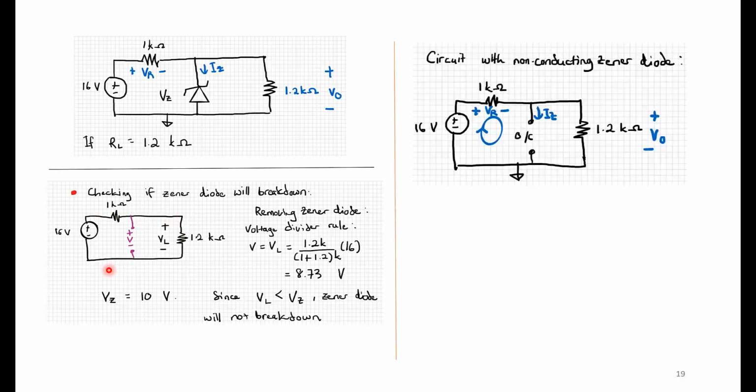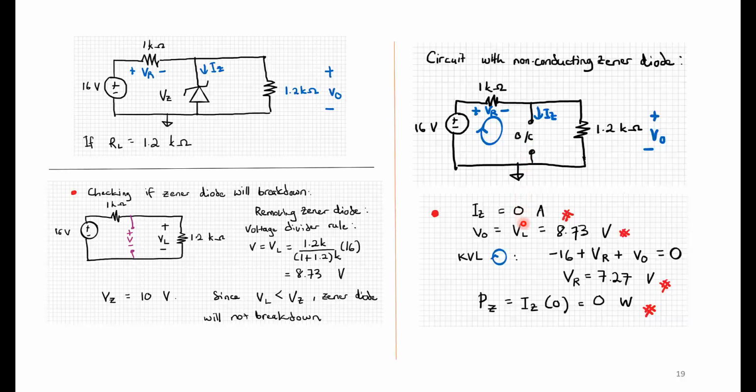Okay. So the circuit with a non-conducting Zener diode will look like this. The Zener diode is now replaced with an open circuit. This is also an open circuit, but that was an analysis to find out if the circuit would be able to turn on the diode. So here we have drawn the circuit with the Zener diode as an open circuit. And we know that IZ equals 0 amps because with an open circuit, current is 0.